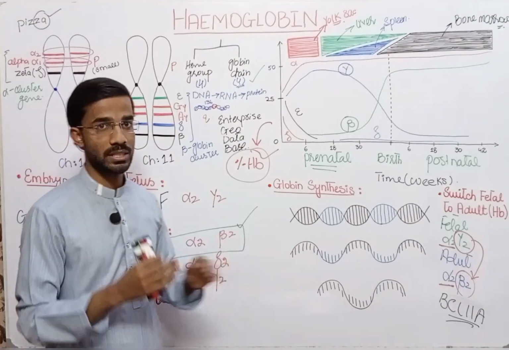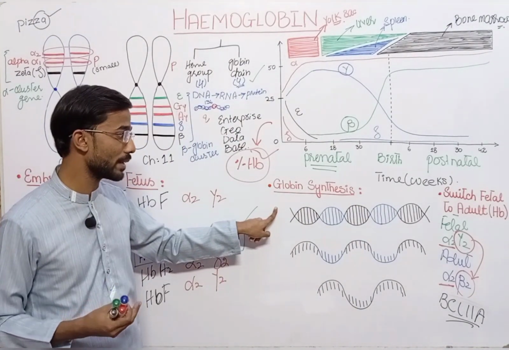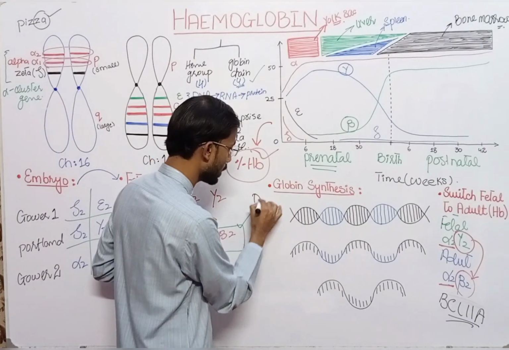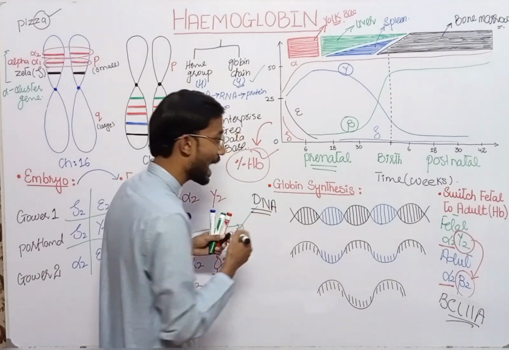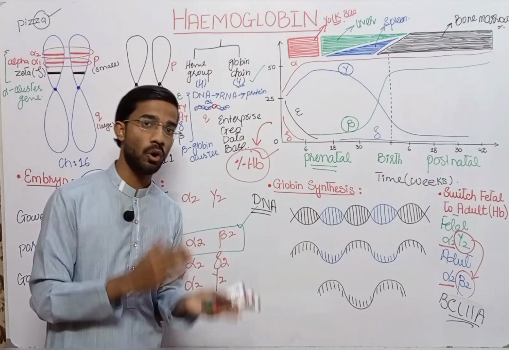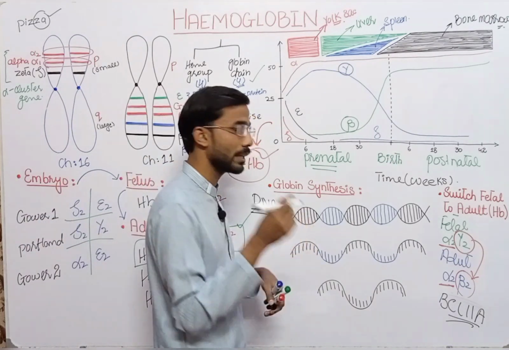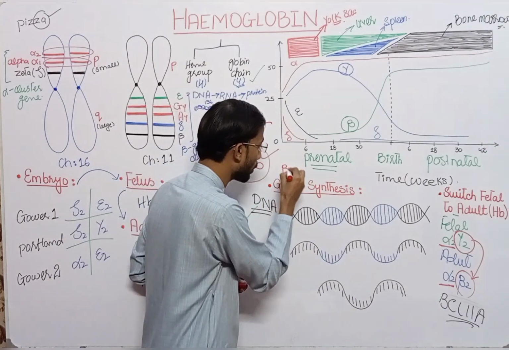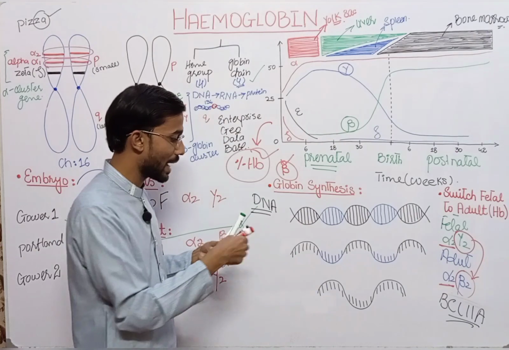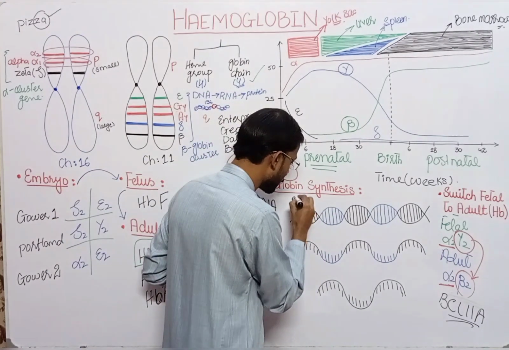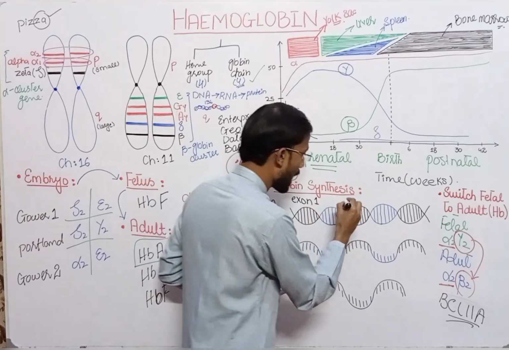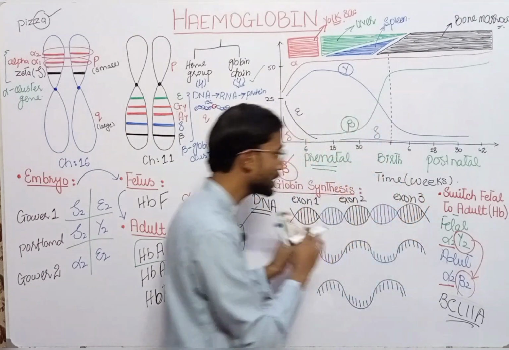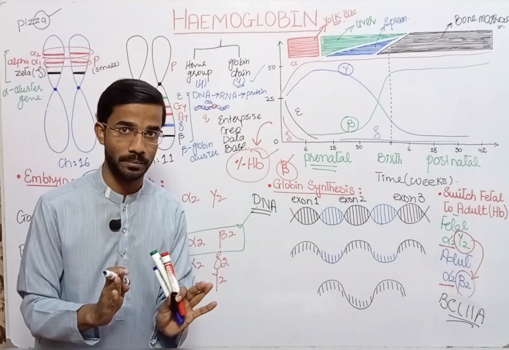Next, the last topic is globin synthesis. How does globin synthesis happen in the DNA? First of all, you will see the structure of the DNA. Here you see the structure of the DNA. DNA has two basic components, exon and intron. If we take the example of beta globin synthesis, you will see that there are three exons: exon 1, exon 2 and exon 3. These are basically the three exons, or coding regions.